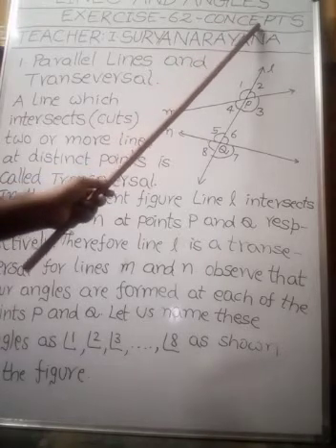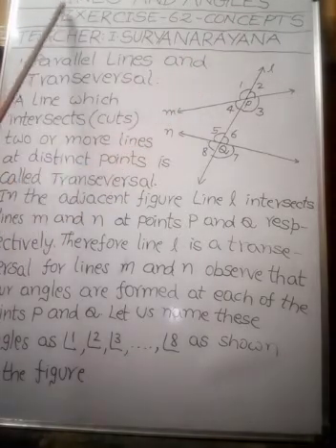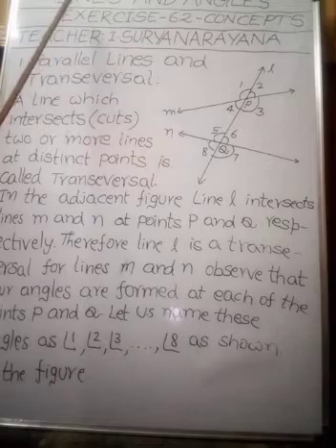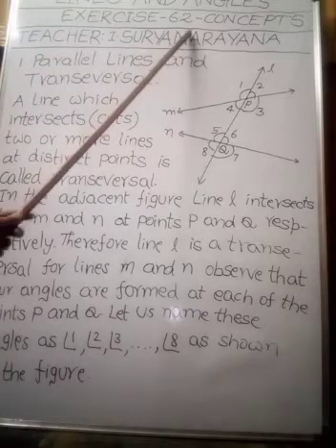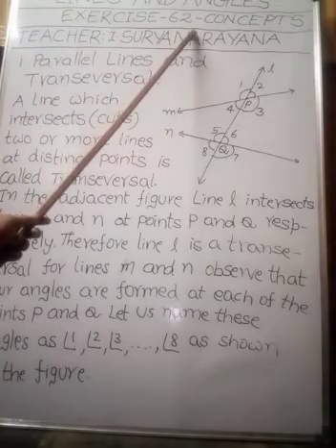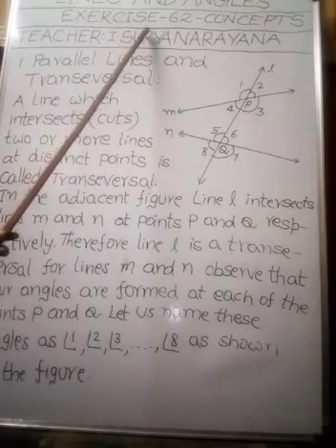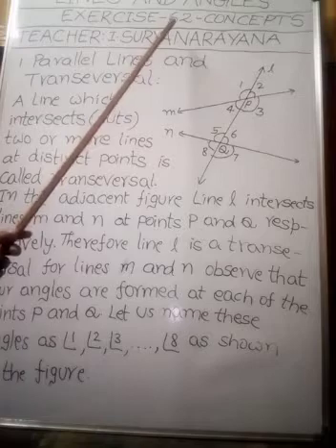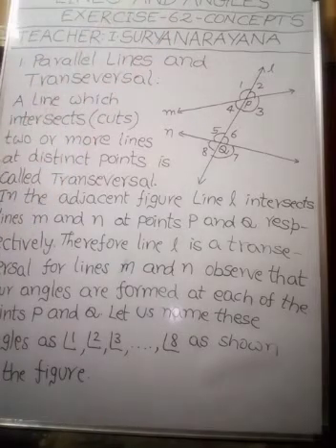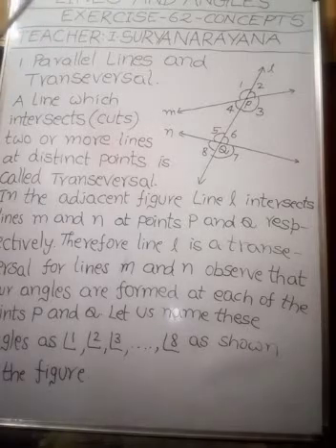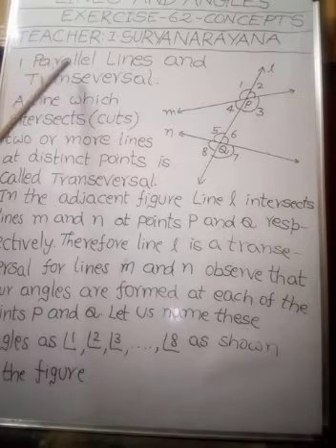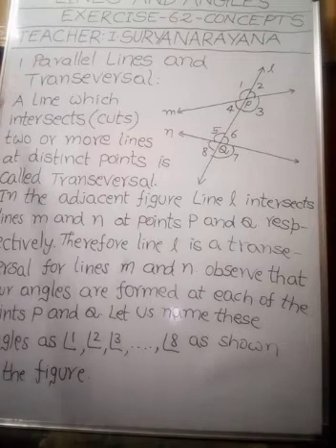Lines and angles. In this chapter, we are going to discuss the concepts of exercise 6.2. Okay, my children, are you ready to listen to the class? Right. See, first point, parallel lines and transversal.